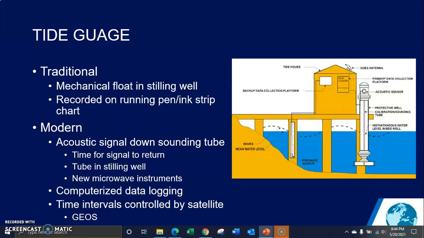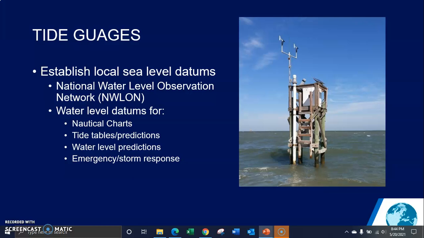And the real advantage here is you've got computerized data logging, so it's more accurate, and it's also much more on point as far as the timing is concerned. And these tide gauges are usually measured at 6-minute intervals, and those are controlled by satellites, so they are very accurate. Now, these tide gauges are used to establish those local sea level datums, which we discussed earlier. So they'll measure continually for 19 years, and you'll take that 19-year chunk and establish those datums.